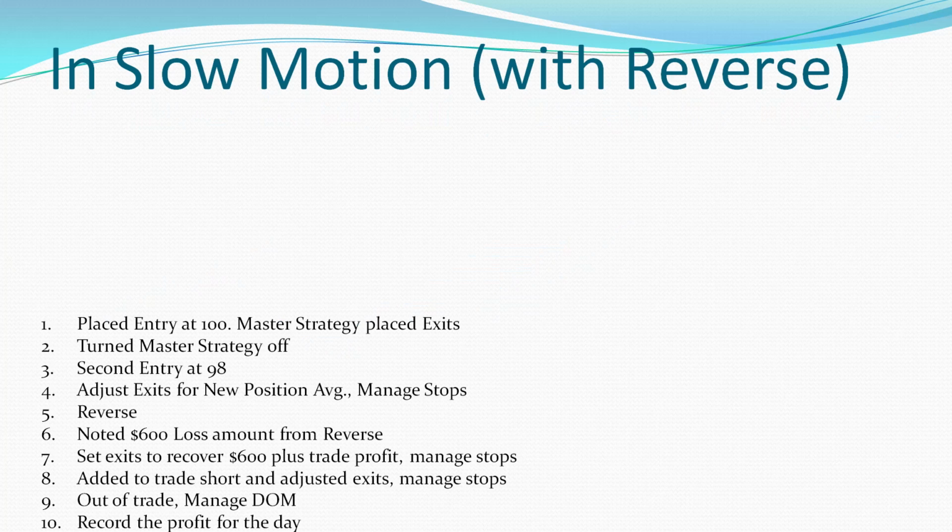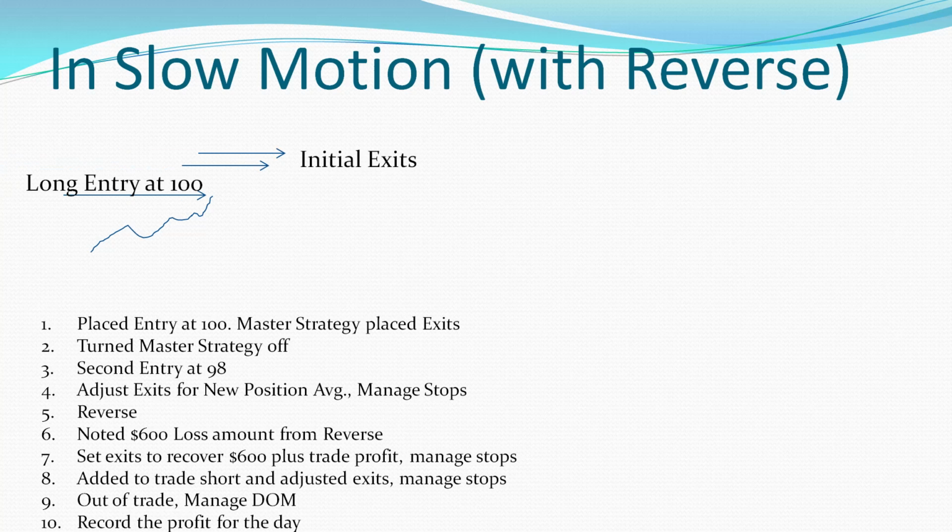All right, so here's the reverse. This one gets a little bit more complicated, and the reason that we need to use the order and position tracker window and those sorts of things, right? So here's our first entry again, right? So same thing, entry at 100. The master strategy places the exits and stops. Market kind of goes down against us. This is the exact same scenario as before.